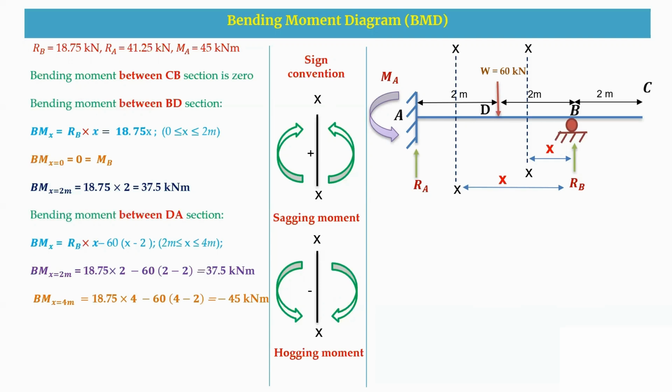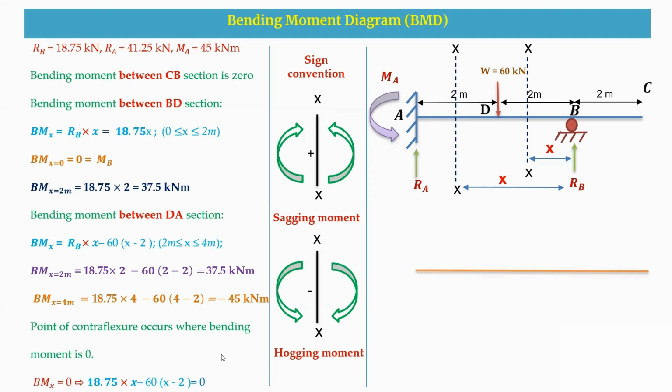So that means the moment value is changing from positive to negative in this D to A section. Now I am equating this bending moment equation to 0 in the DA section. When we equate this bending moment to 0, we'll get the point of contraflexure. That X value, we got as some 2.74 meters.